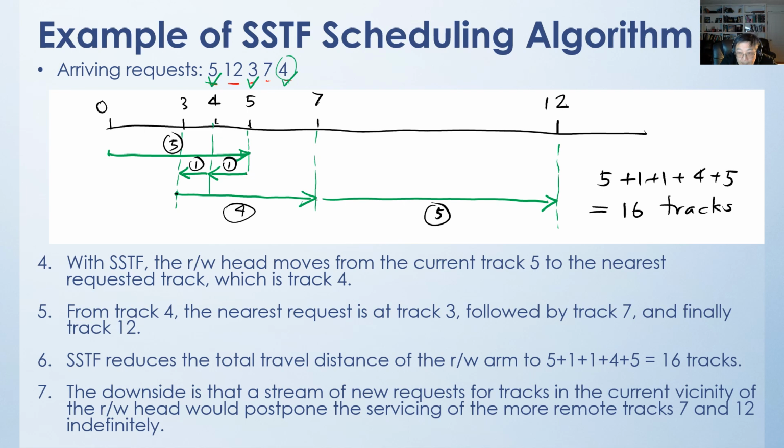Now, what's the drawback? The downside is that a string of new requests for tracks in the current vicinity of the read and write head would postpone the servicing of the more remote tracks 7 and 12 indefinitely. For example, when you complete servicing track 4 and then track 3, and a new request arrives at track 2 and then track 6, now track 7 and 12, particularly 12, are never going to get serviced. So that's the problem with this seek time optimization, the SSTF scheduling algorithm.